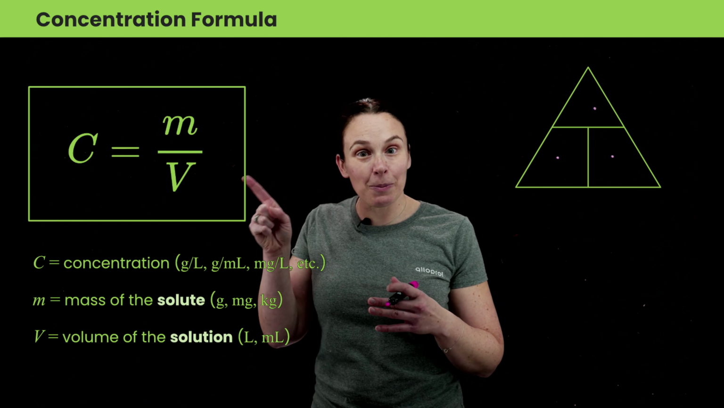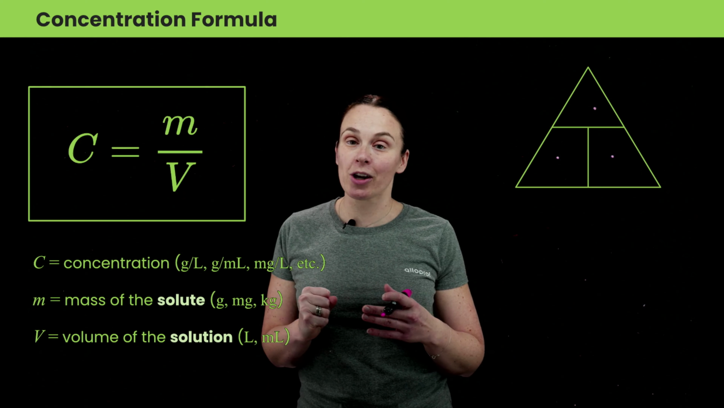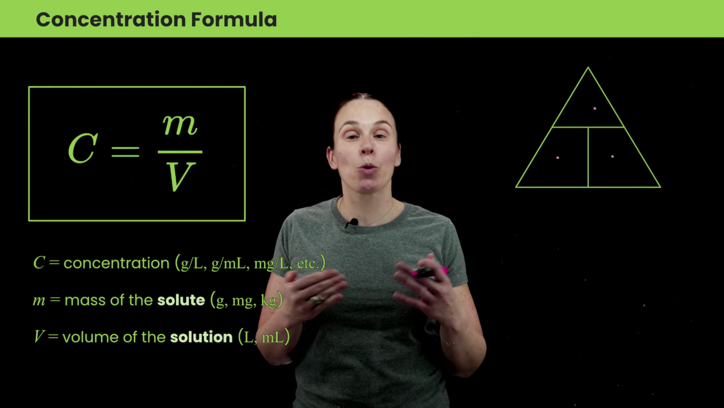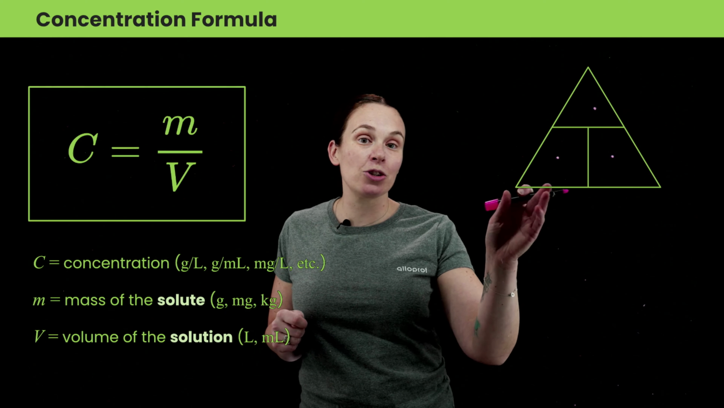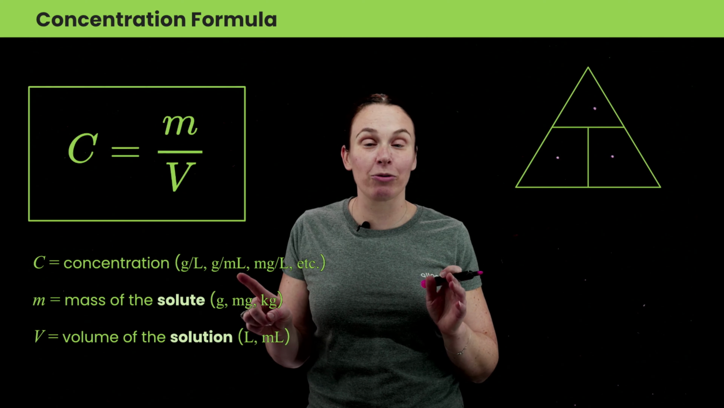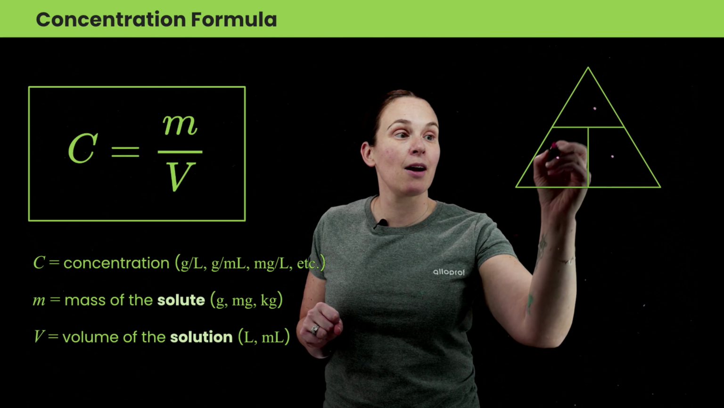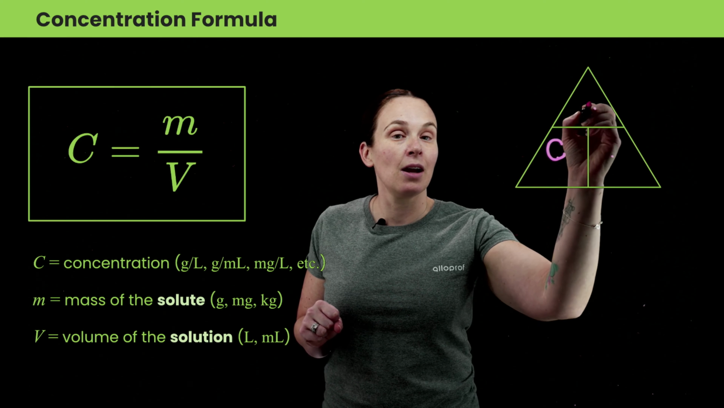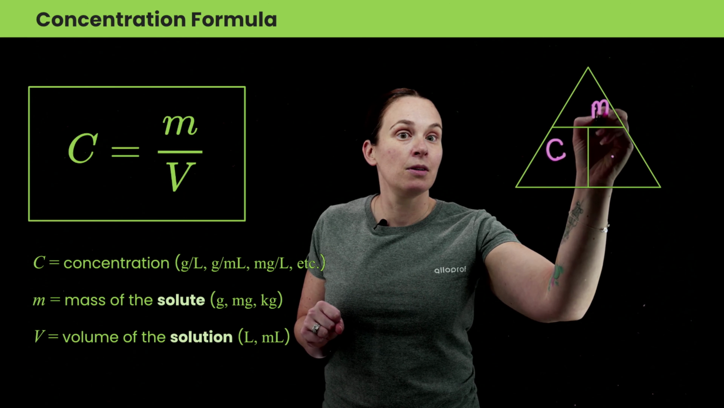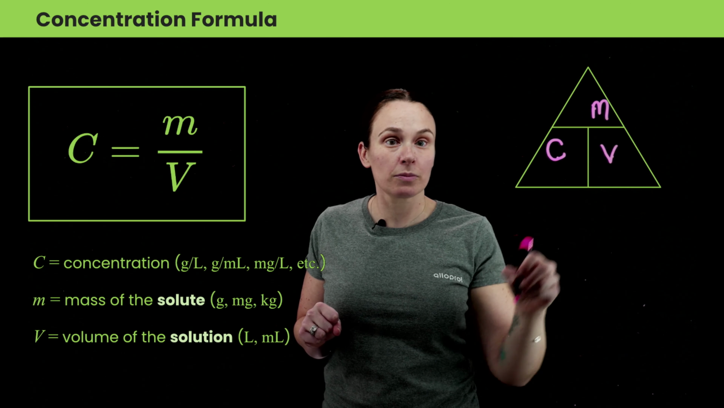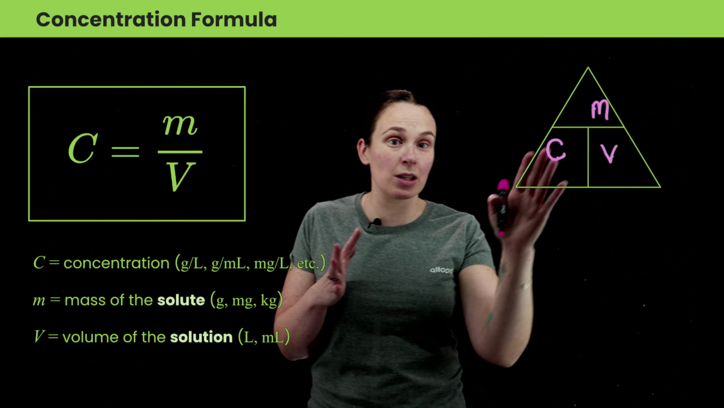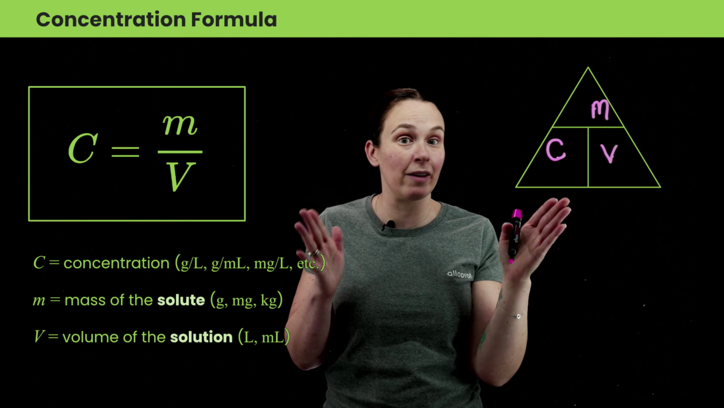Now, to manipulate this, because sometimes we won't just be solving for concentration, we might be solving for mass, or we might be solving for volume. So what you can do any time that you have a 3-variable formula is draw a triangle, and we'll put the C here, and then we have our M, and we also have our V. It helps you manipulate to solve whatever variable you need.